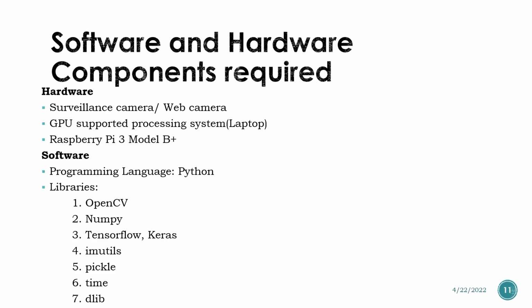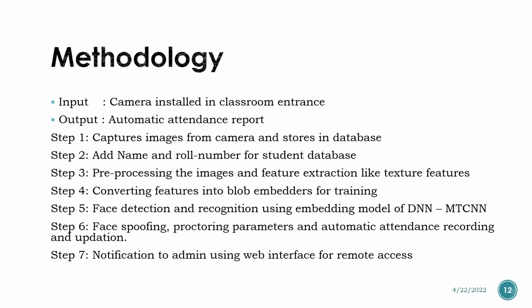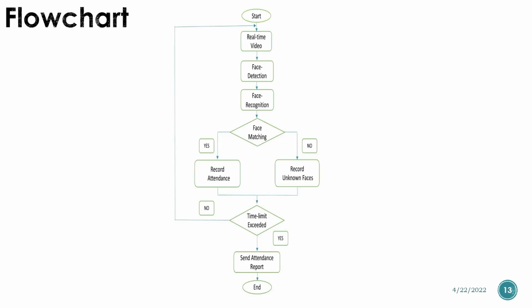These are the software and hardware components that are used. Methodology: here the input is a video from the camera installed at the entrance of the classroom, and the output is an automatic attendance report. The flowchart describes how the video is captured and the face is detected. From that, the face is recognized. If the face matches the database, then attendance is recorded. If the face doesn't match, then it is identified as an unknown face. This happens based on a time limit, and if the time has not been exceeded, the process continues. If the time is exceeded, the report is generated and sent through mail.